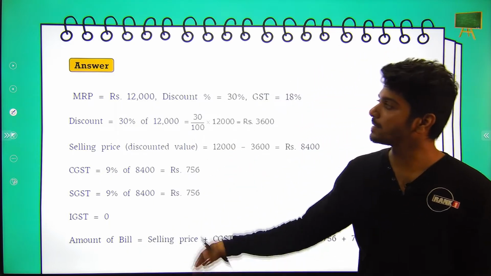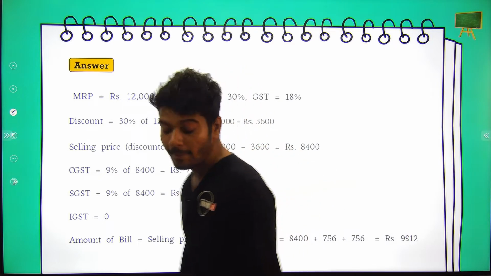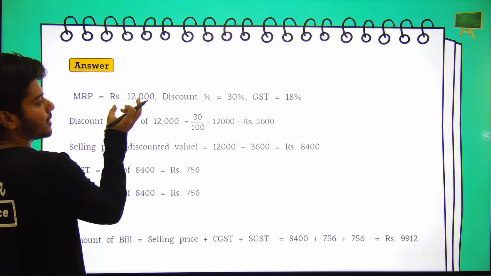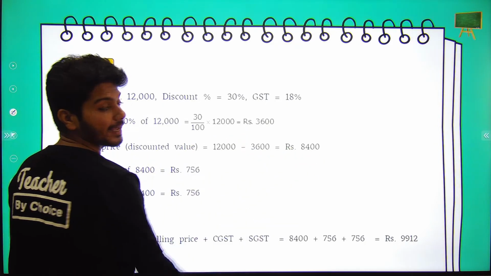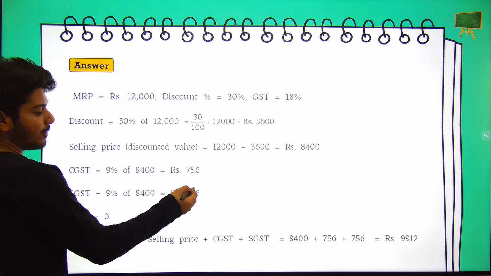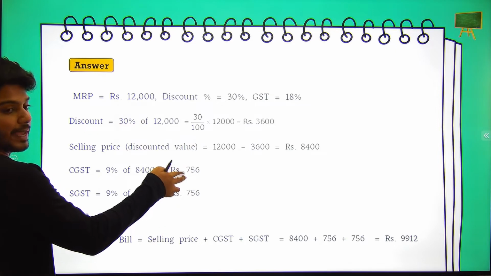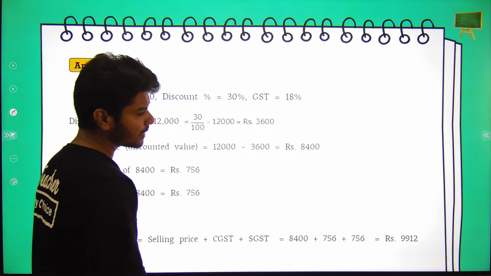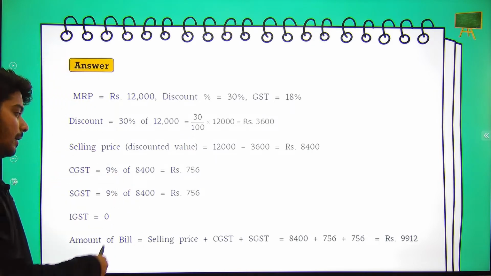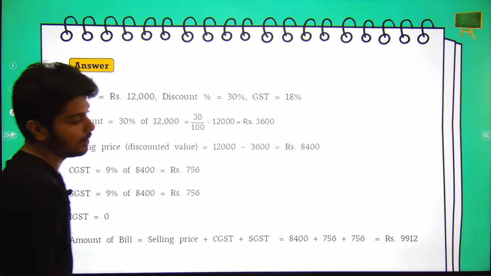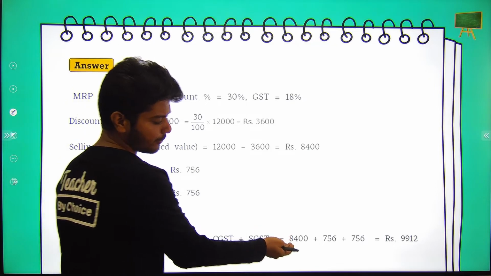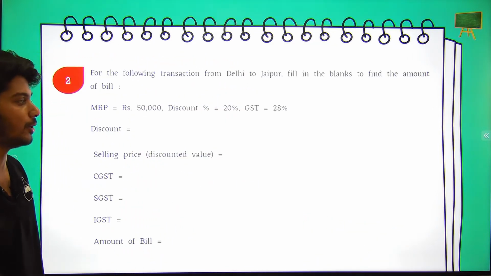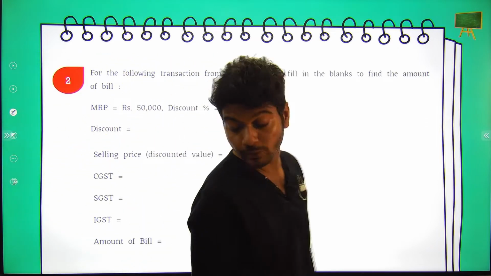So let's have a look at this sum again. The discount offered was 3,600 rupees, which I have subtracted from 12,000 to get 8,400. And this 756 and this 756 will be added in the total part. We have already discussed this. 8400 plus 756 plus 756, total is 9912. So this is how you have to calculate.